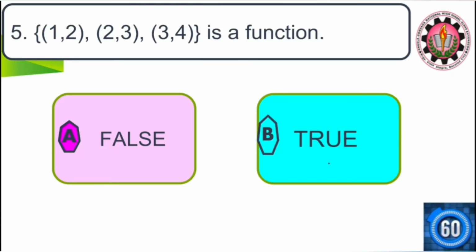Last number. Ordered pair are 1 and 2, 2 and 3, 3 and 4 is a function. A, false. B, true.